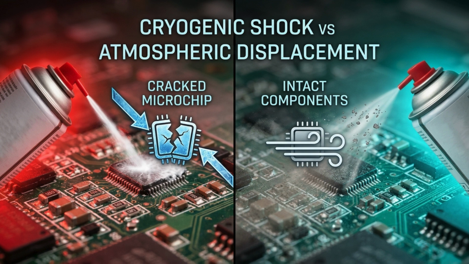Cryogenic thermal shock, crystalline fracture. Holding a can of compressed air upside down or shaking it forcefully ejects liquid fluorocarbon at sub-zero temperatures. Blasting this onto a warm circuit board induces violent thermal contraction, physically shattering brittle silicon surface mount components. The can must remain perfectly vertical to expel only atmospheric gas.